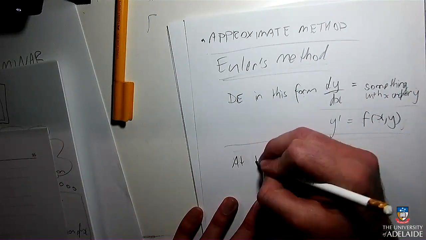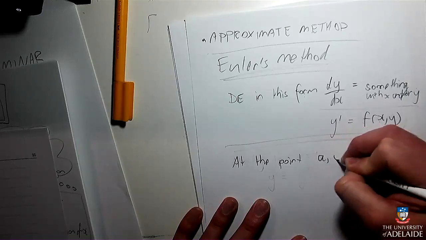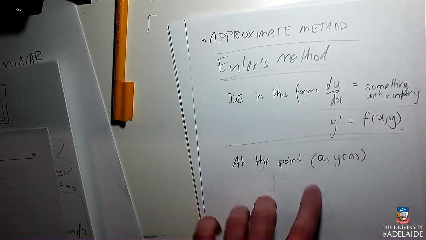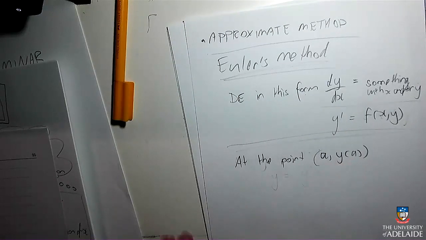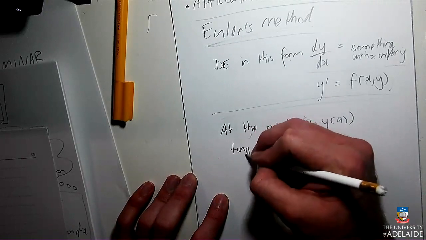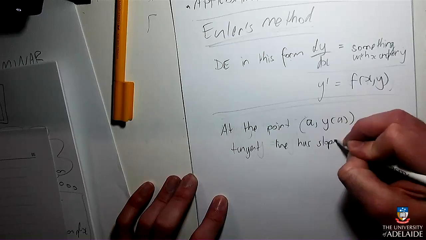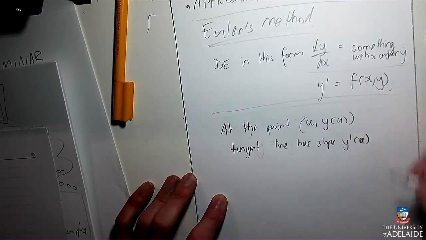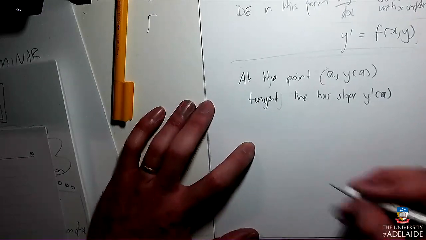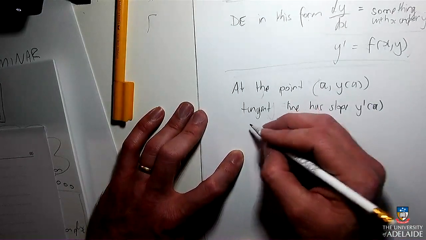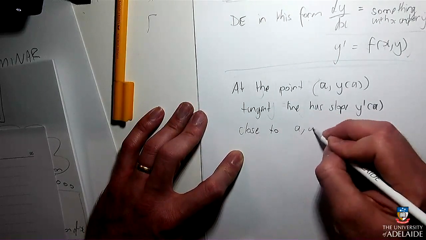So at the point a, y of a, we are thinking of y as the name of a function that you sub a into. The tangent has slope y dashed a, and that tangent line is approximately the same as your function when you're very close to this point.